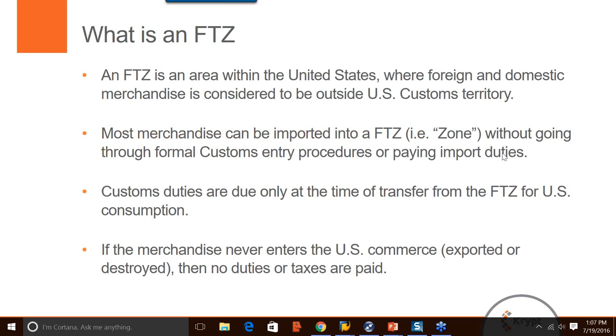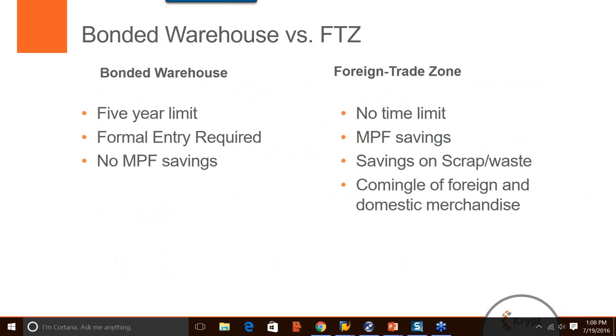Essentially, while it's in the FTZ, the materials are, again, not considered part of U.S. commerce, and as such, no duties or taxes are paid. So this creates a special set of circumstances that can be very advantageous for manufacturing and simple import operations in terms of cost reduction.